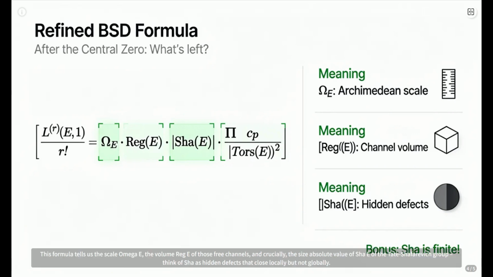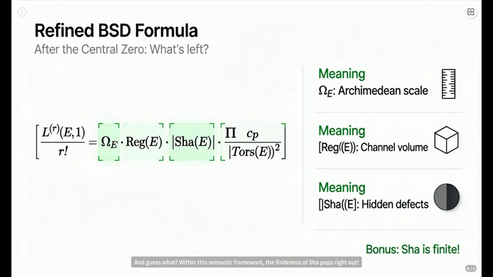This formula tells us the scale omega E, the volume reg E of those free channels, and crucially, the size, absolute value of SHA-E, of the Tate-Shafarevich group. Think of SHA as hidden defects that close locally but not globally. And guess what? Within this semantic framework, the finiteness of SHA pops right out. It's all about conserving the residual closure measure.